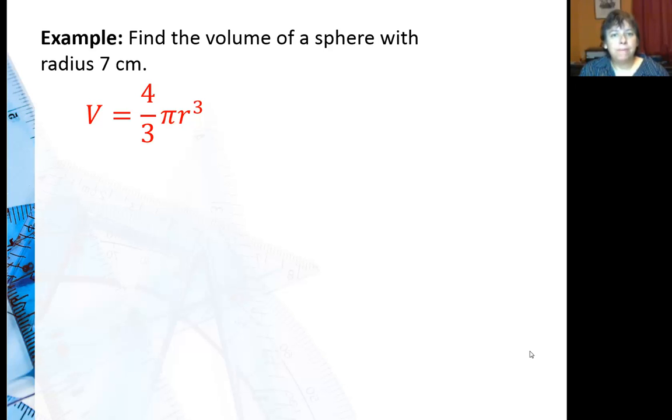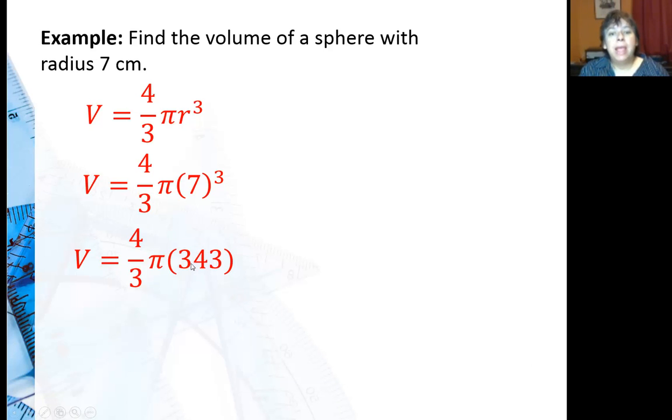So I write down the formula. Remember, you want to write down the formula every time. And then you substitute. So I'm putting the 7 in for the radius here. And I'm cubing it, which is 343. And then I multiply. Since these are both above 1, I could have had a 1 underneath that 343. They're both in the numerator. So I multiply the 4 and the 343, and I get 1372 over 3 pi.